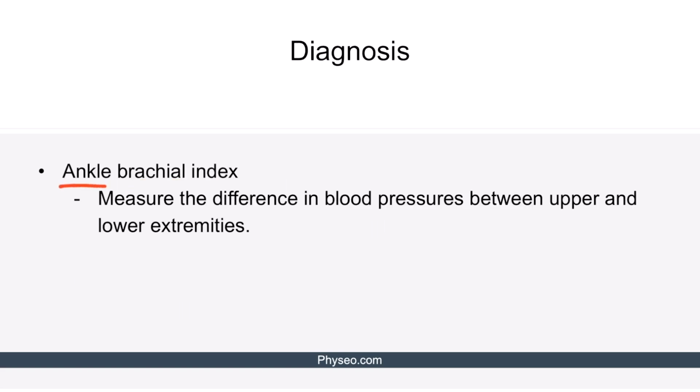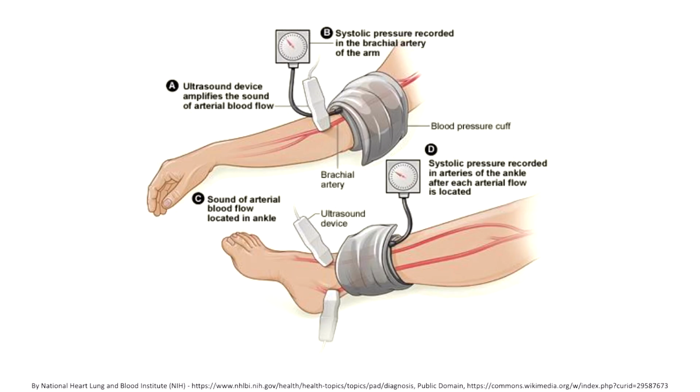An ankle brachial index is used to diagnose peripheral artery disease. It's a comparison between the blood pressures in the upper and lower extremities. We'll get into the diagnosis of various degrees of the disease after further explanation of the ankle brachial index. Here's a figure to help explain an ankle brachial index, or ABI.